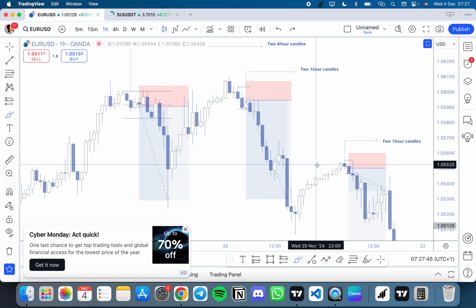And following up was just with the 2 1 hour candles until price got to the 4 hour BOS and gave us a break of structure, right? And that's just how the model works. That's the basic form of the model. And yeah, that is everything about the 2 4 hour candle model.